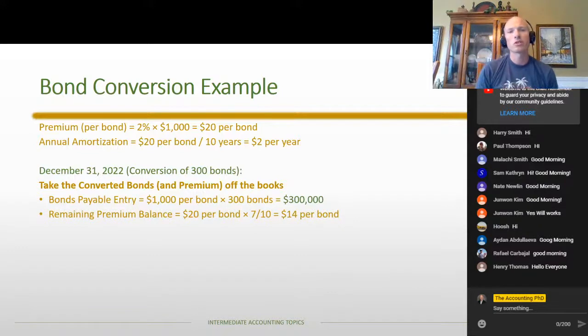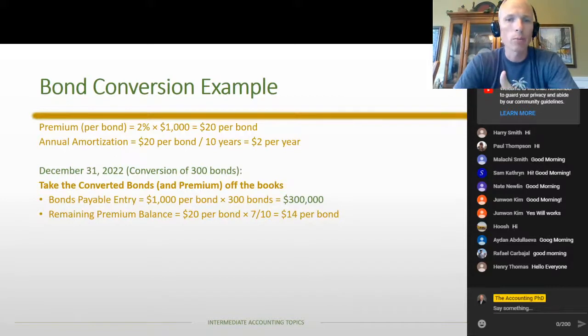And then for the remaining premium balance, this is where you have to think about what's going on. On December 31st, 2021, actually I could go all the way back to 2020, the company would have amortized $2 of the premium for each bond. They would have done the same thing in 2021, and the same thing in 2022. In other words, there would have been 3 years of amortization prior to this conversion. Since at conversion we're taking the premium off the books, the only part of the premium we're concerned about is any remaining balance. There's $2 in the first year, $2 in the second year, $2 in the third year. Out of the total of 10 years, they would have amortized 3. So the initial balance was $20 per bond, and only 7/10 of that remains.